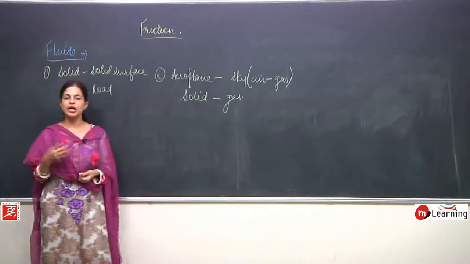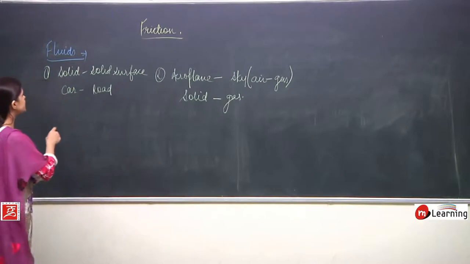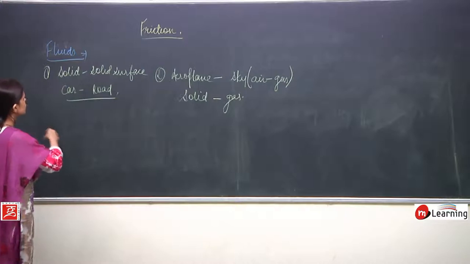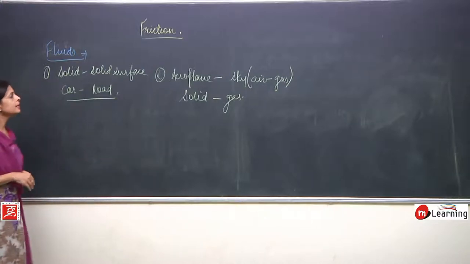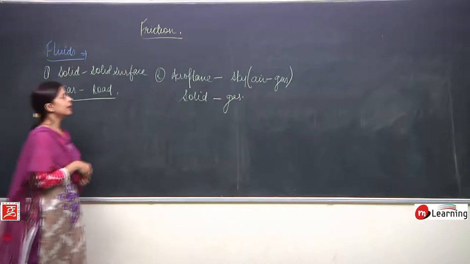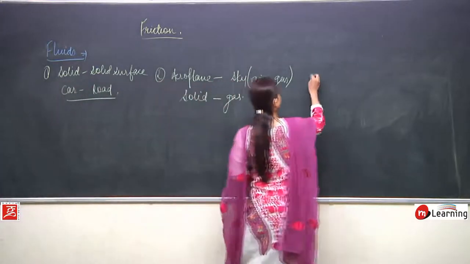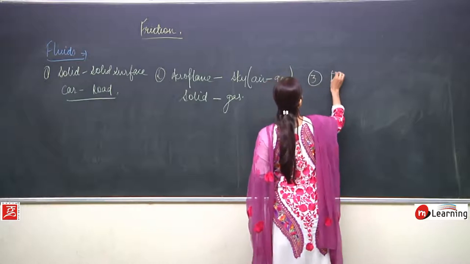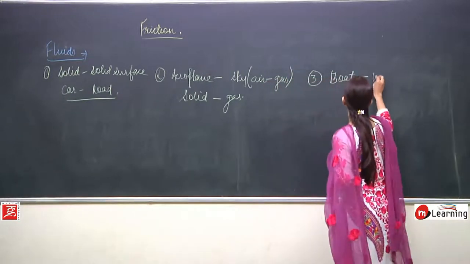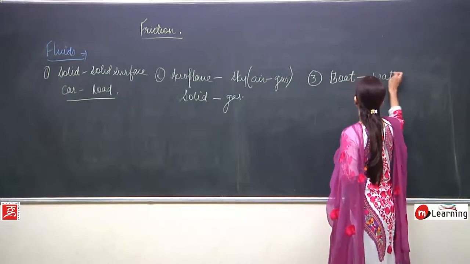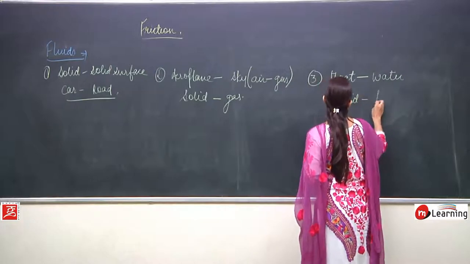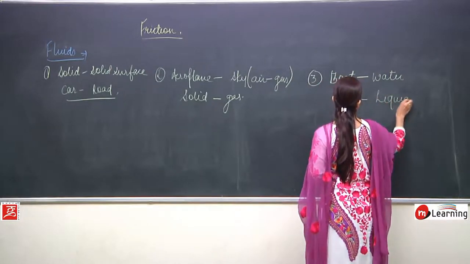Okay, so which kind of surface was the first one? It is the solid and solid surface. And the next one is what? Solid and gas. And the third one which I can talk about is fluid, moving in water. So what will be here? It will be solid in combination with liquid, isn't it?